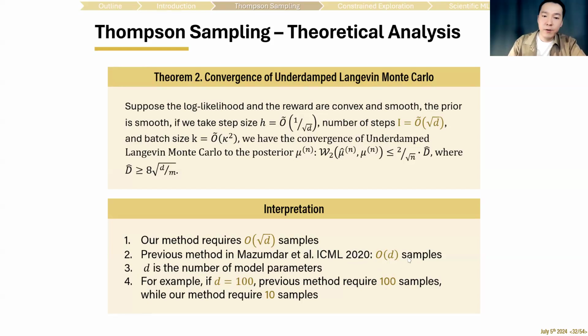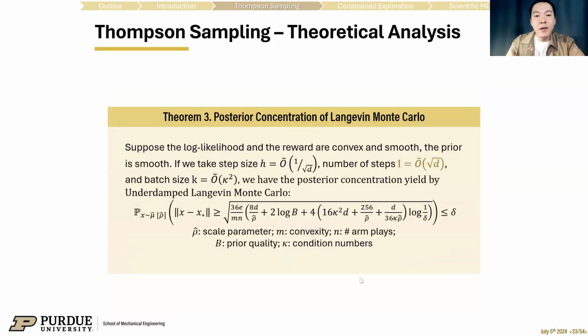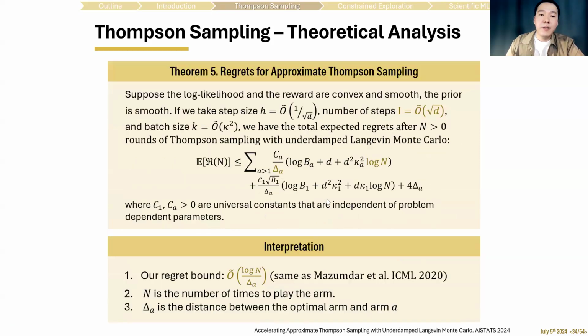That means, for example, if you consider a neural network with 100 parameters to approximate the posterior, the previous method may require 100 samples to converge. We only require 10 samples to get similar performance. And with this convergence guarantee, we further analyze the posterior concentration approximated by Langevin Monte Carlo, which is showing here the results. For the last step, with the posterior concentration rates, we finally arrived at the regret bound of approximate Thompson sampling, which is showing here.